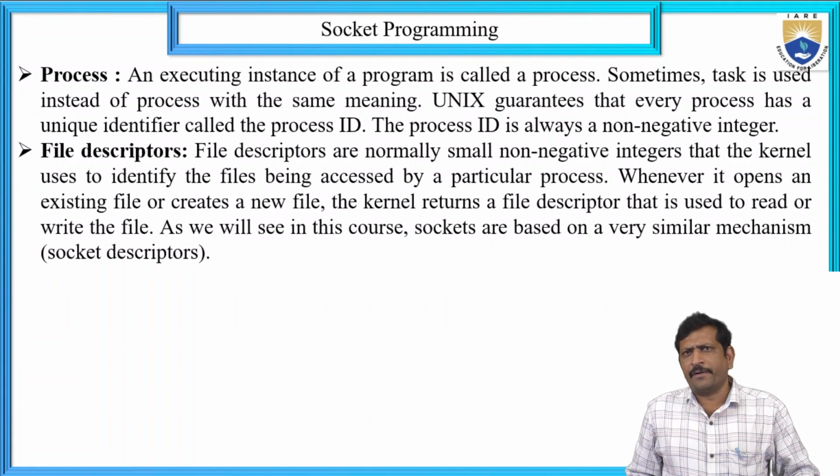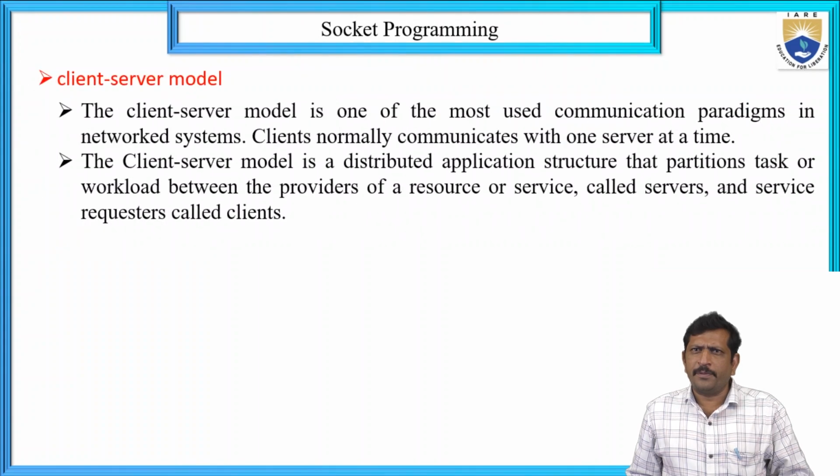And the file descriptor. File descriptors are normally very small non-negative integers that the kernel uses to identify the files being accessed by a particular process. Whenever a process opens an existing file or creates a new file, the kernel returns a file descriptor that is used to read or write the file, as we will see in socket programming. Sockets are based on a very similar mechanism, that is, socket descriptors.